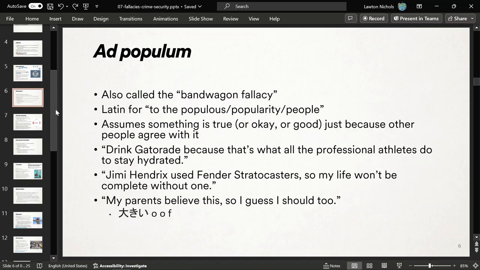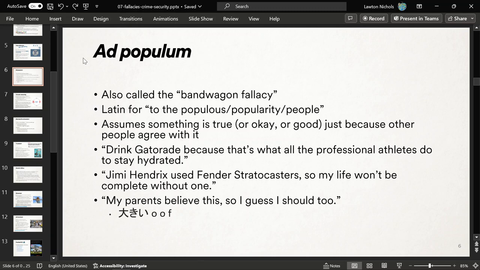All right, here's another one. A lot of fallacies are built on top of logic, and logic started back in the Roman times, when they were all philosophers, right? So a lot of fallacies have Latin names. This one's called ad populum, which is Latin for to the populace, to the popularity, to the people, something like that. It's also called the bandwagon fallacy. So everybody's jumping on the bandwagon.